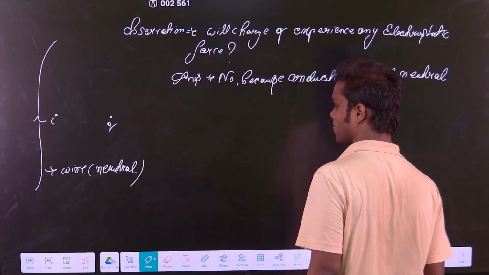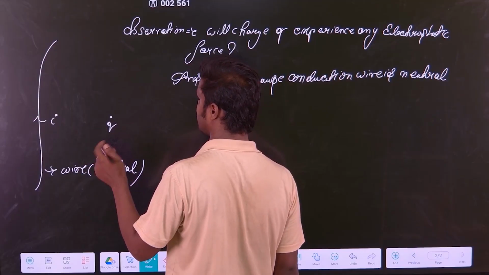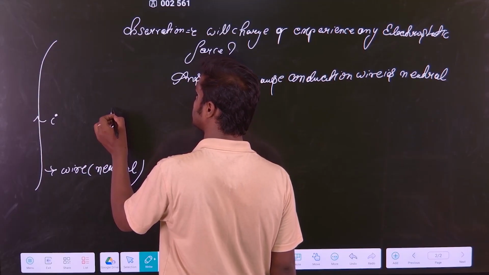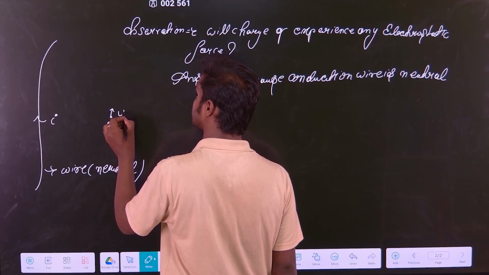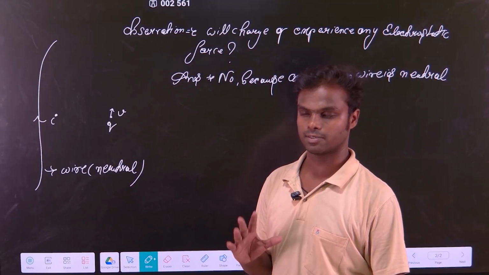Okay, no problem. Then what they have done is, by some external means, they have given a very small velocity to this charge, that is v.